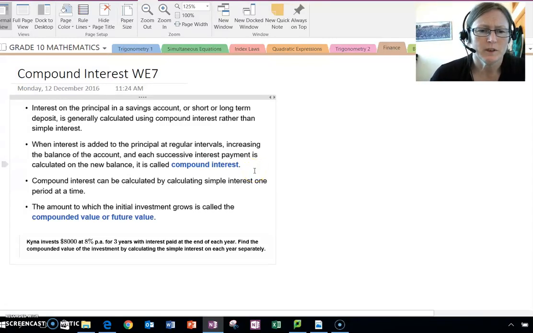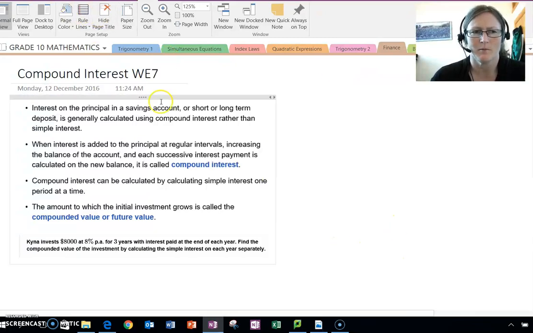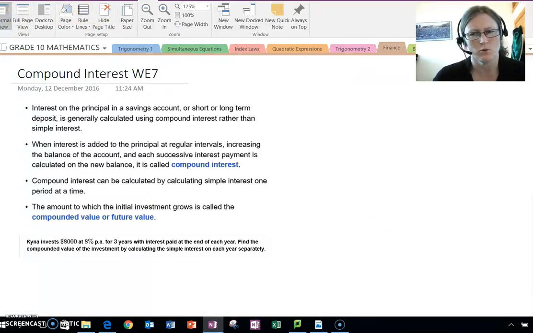Okay, generally, interest on the principal in a savings account or a short-term or long-term deposit is calculated using something called compound interest rather than simple interest. Compound interest can be calculated by calculating simple interest one period at a time, which we're going to do in this worked example, or there is a formula that can be used, which is the more normal way to calculate compound interest.